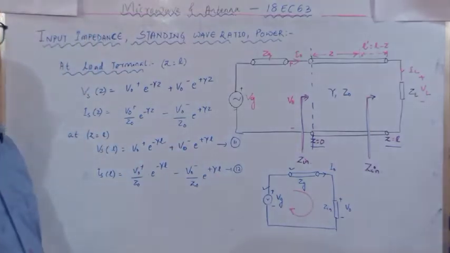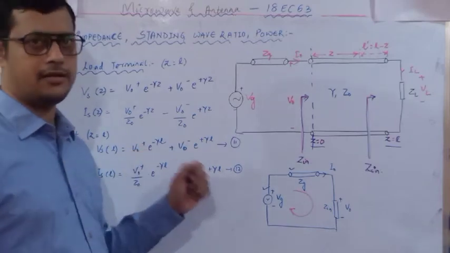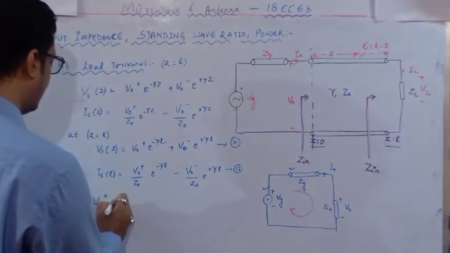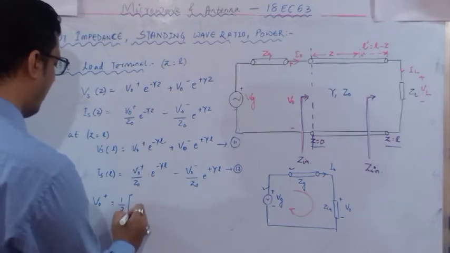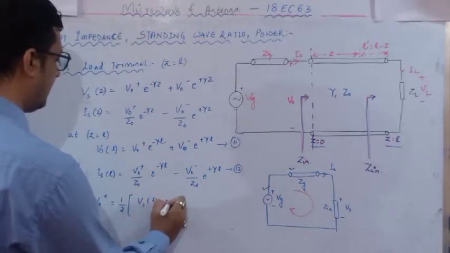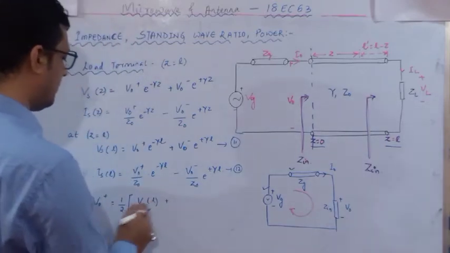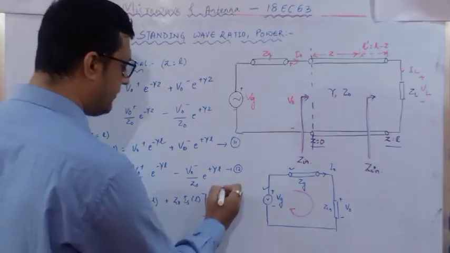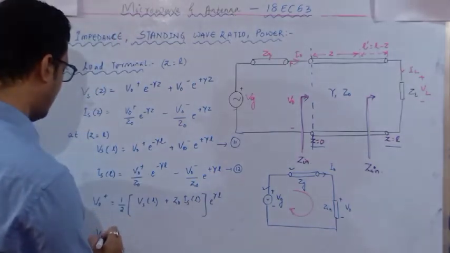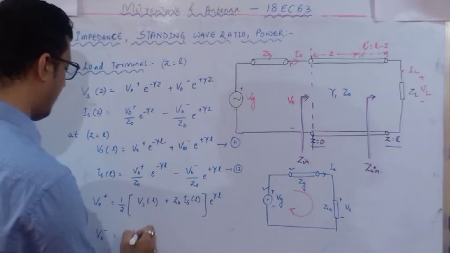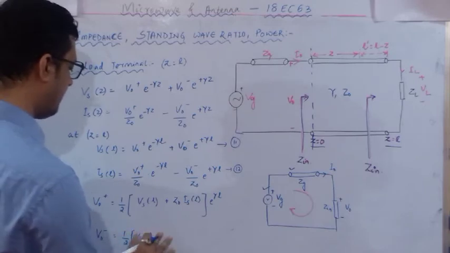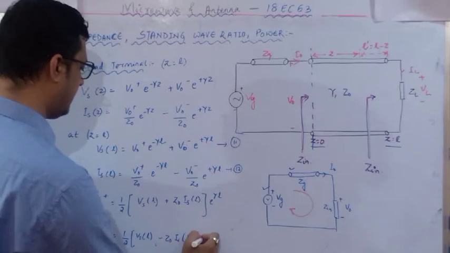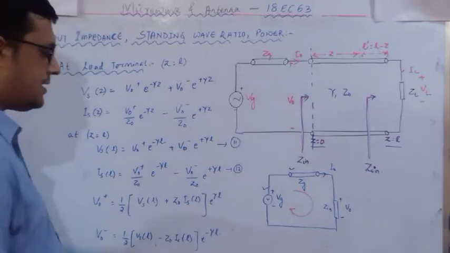So with the help of these two equations, you can easily determine what is V naught plus and V naught minus. Let me write V naught plus. Rearranging the above equations, it is half of Vs of L plus Z naught Is of L whole into e to the power gamma L, and V naught minus is equal to half of Vs of L minus Z naught Is of L, e to the power minus gamma L. So these are the two equations.